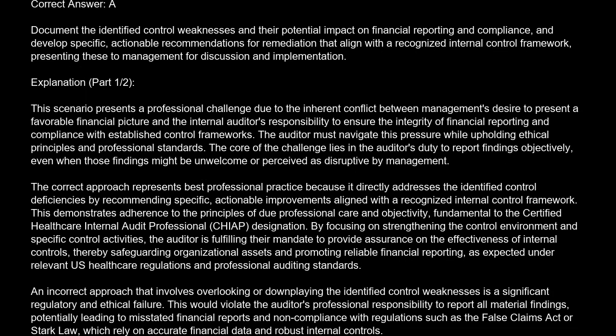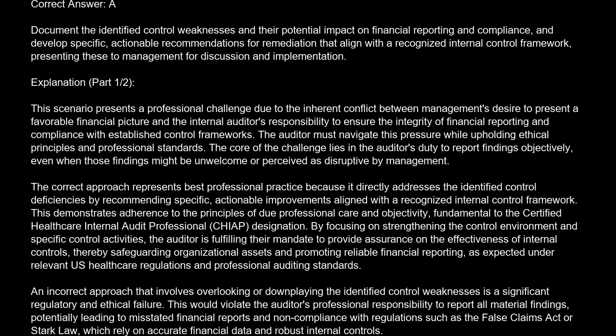The correct answer is A. Document the identified control weaknesses and their potential impact on financial reporting and compliance, and develop specific, actionable recommendations for remediation that align with a recognized internal control framework, presenting these to management for discussion and implementation. Explanation. This scenario presents a professional challenge due to the inherent conflict between management's desire to present a favorable financial picture and the internal auditor's responsibility to ensure the integrity of financial reporting and compliance with established control frameworks. The auditor must navigate this pressure while upholding ethical principles and professional standards.